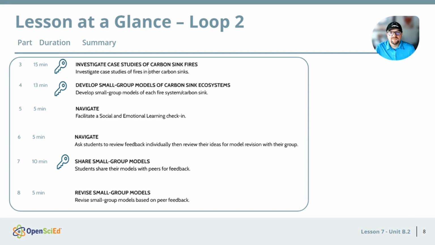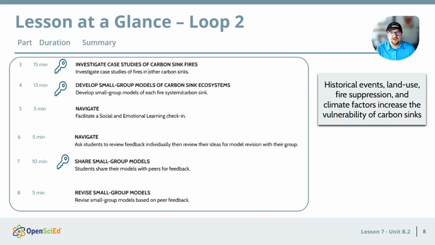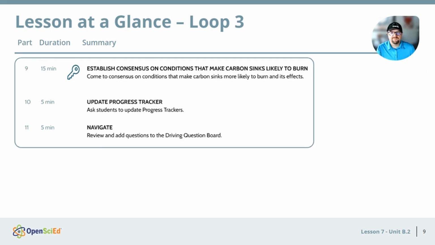For our second loop, students are actively engaged in reading case studies about carbon sink fires from across the globe, developing small group models, and sharing those models with peers using a 2-stay, 2-stray format. Through this process, they figure out that a combination of historical events, land use changes, and climate factors make these diverse ecosystems vulnerable to fire. They leave the loop wondering what common patterns might exist across all of these different environments.